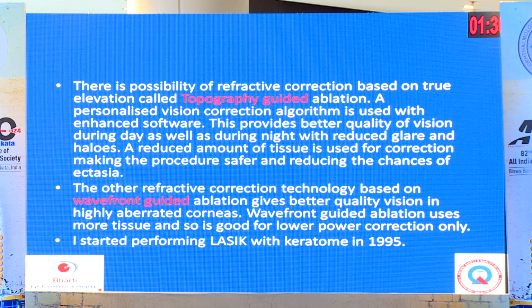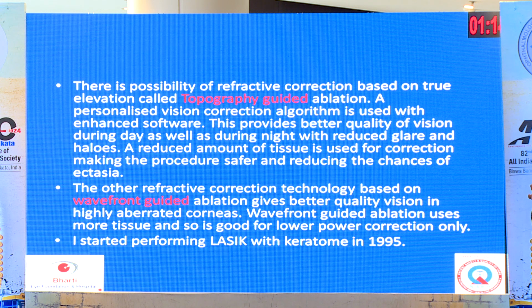And there is a possibility of refractive correction based on true elevation called topography guided, and topography guided now has got a very nice and fancy name, the Contoura Vision. And also the wavefront guided.